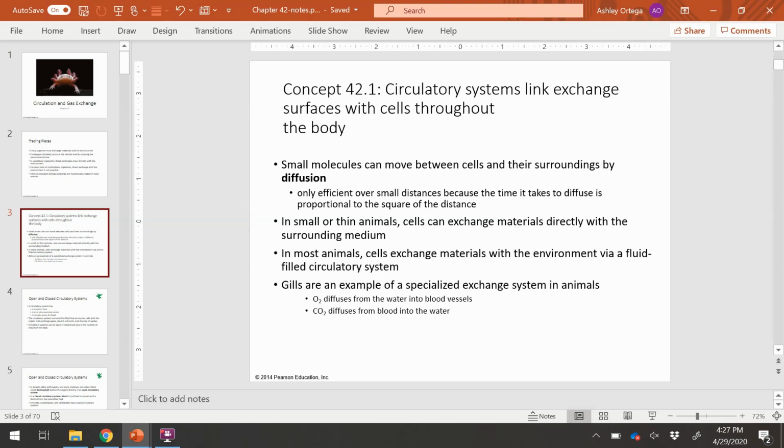But it occurs differently in different animals. So we'll take a brief look at other animals as well and how they have different systems. So gills are an example of an exchange system that is going to be in an aqueous or aquatic environment, whereas lungs will be an air, atmosphere environment.